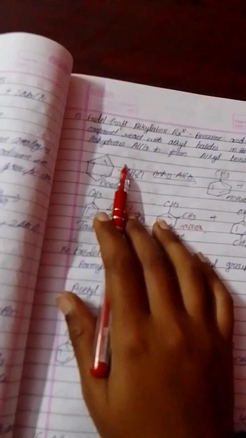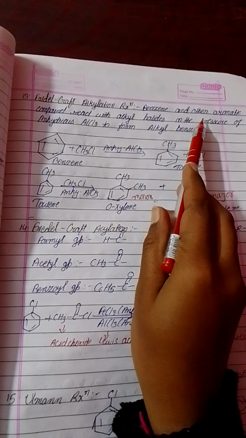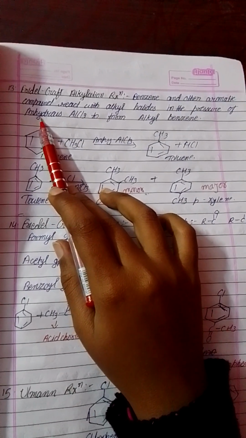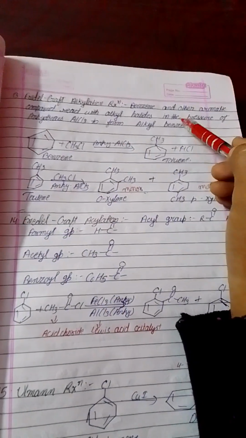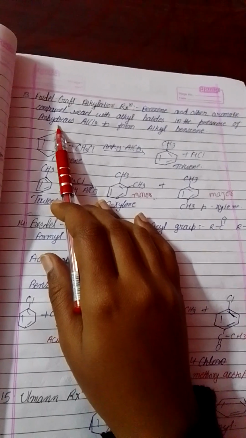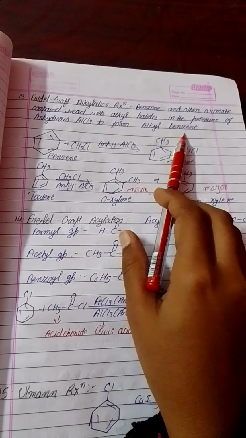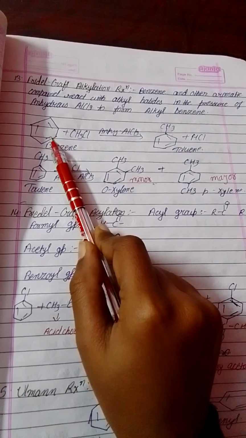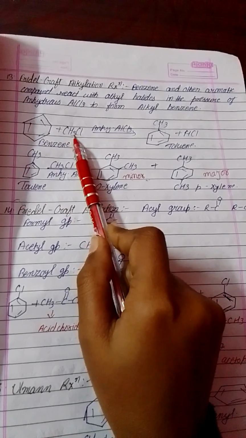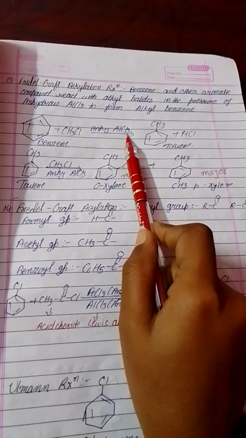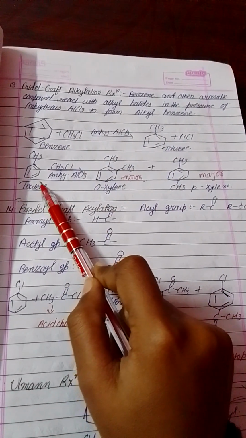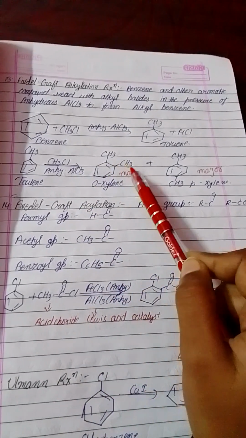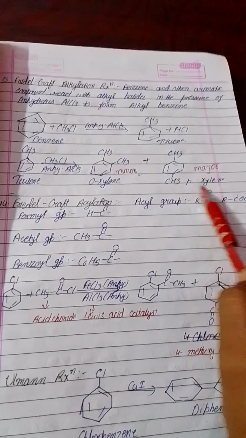Next is Friedel-Crafts alkylation. When benzene or another aromatic compound reacts with alkyl halide in the presence of anhydrous AlCl3, it forms alkylbenzene. Here we have taken the example: when benzene is treated with methyl chloride in the presence of anhydrous AlCl3, it gives toluene. And further, when toluene is treated with methyl chloride in the presence of anhydrous AlCl3, it gives ortho-xylene and para-xylene. So the major product is para-xylene.